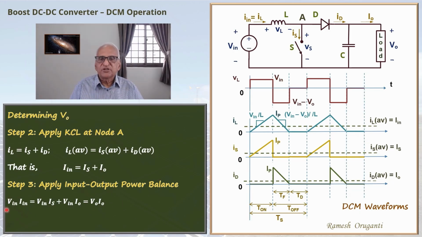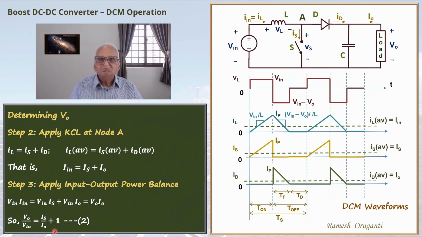So I just have to take the V in to the right hand side and I naught to the left hand side. I will get V naught by V in equals IS by I naught plus 1. We have already derived an equation for IS. We assume that I naught has been given to us. So all we need to do is plug in the expression for IS and we'll be done.